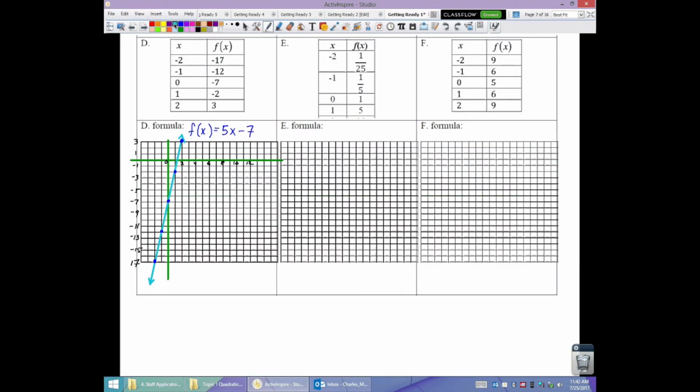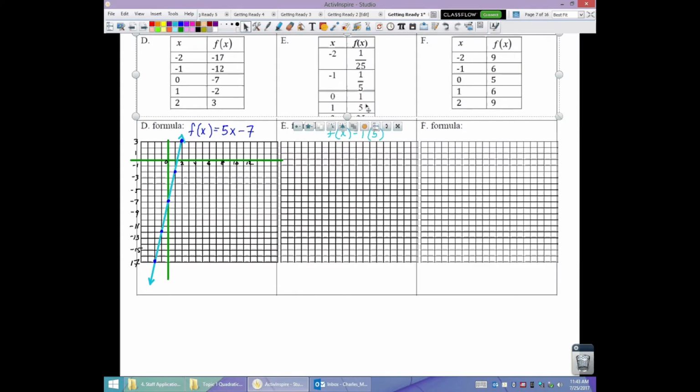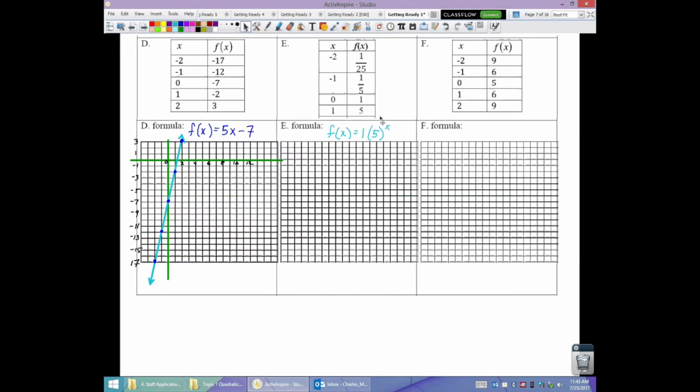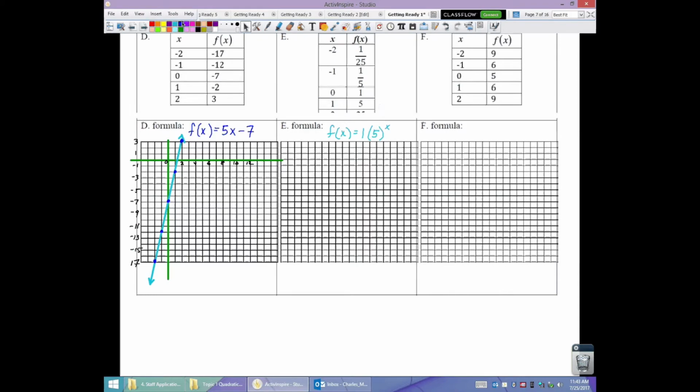Okay, E, our formula for our exponential function we had there was f of x equals, the 0th term was 1 times 5 to the x. And it looks like something happened to my little box here. And I can't see that last number there. It was 25 is what that last point here was, 25.